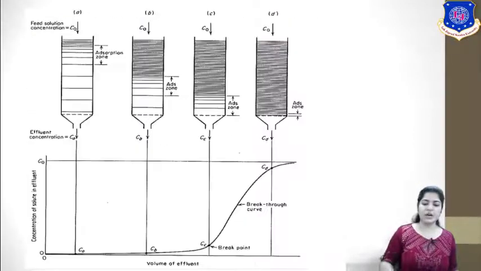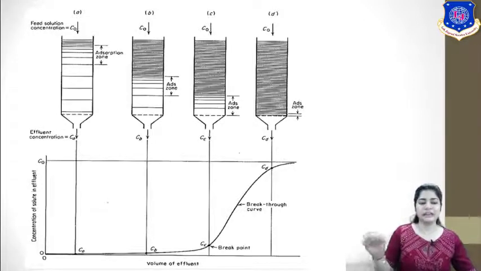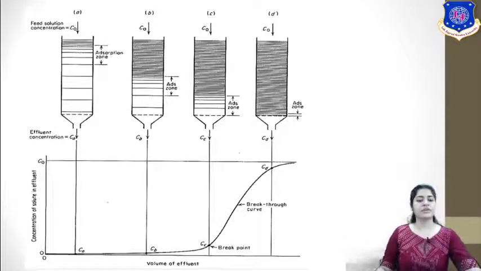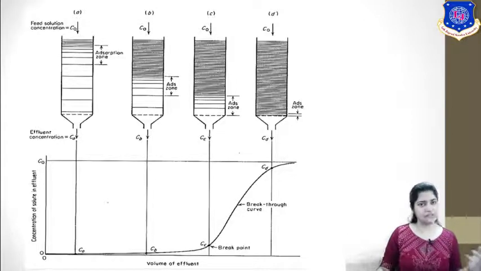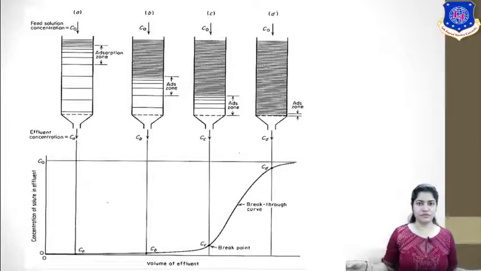So see, try to understand in the figure when you're introducing your feed solution. Here you can see that when the lines are very near to each other, it means the solute is transferring into your adsorbent. So that is your adsorption zone here, okay, and the effluent concentration is C naught. It means your solute has been taken out from your solution.